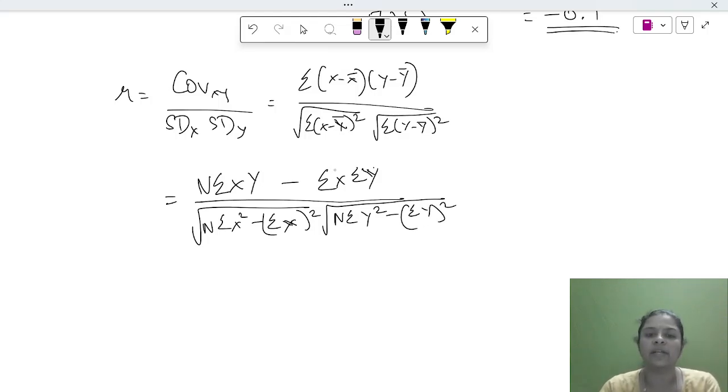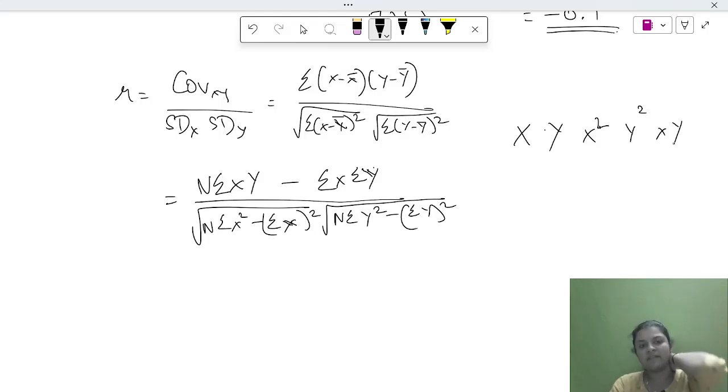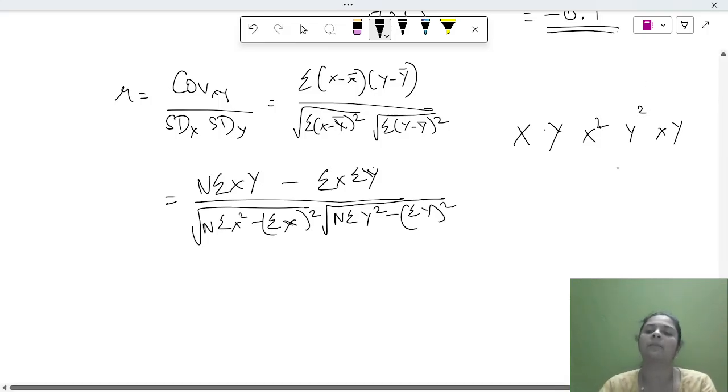So here you will need the values x, y, x square, y square, xy. So in 5 columns and n of course, the number of observations. If you have these values, you can calculate Karl-Pearson's correlation.